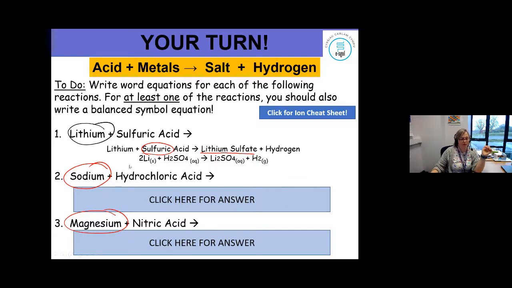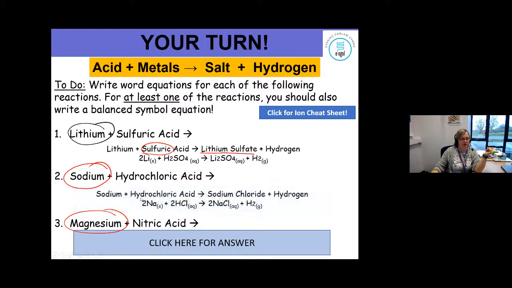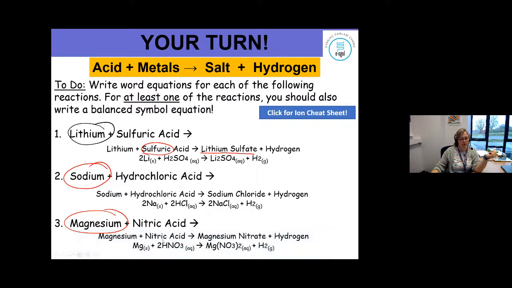You've got sodium. Okay, not that I suggest anybody adds sodium to hydrochloric acid, but the theory is the same. Sodium plus hydrochloric acid makes the salt sodium chloride, because hydrochloric acid is a chloride. And then the third one, which is safe to do in the lab, you've got magnesium nitrate, because nitric acid gives the salt nitrate at the end.